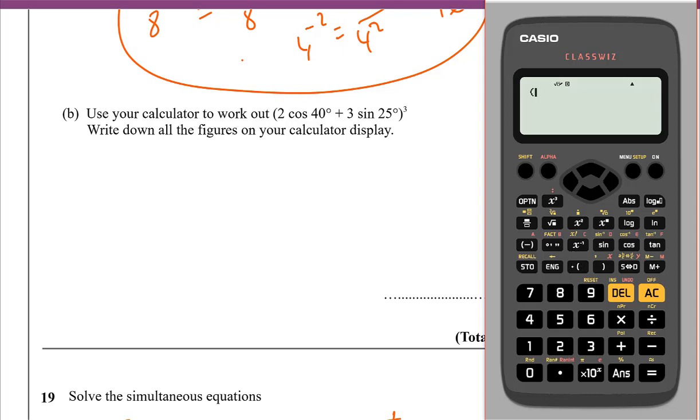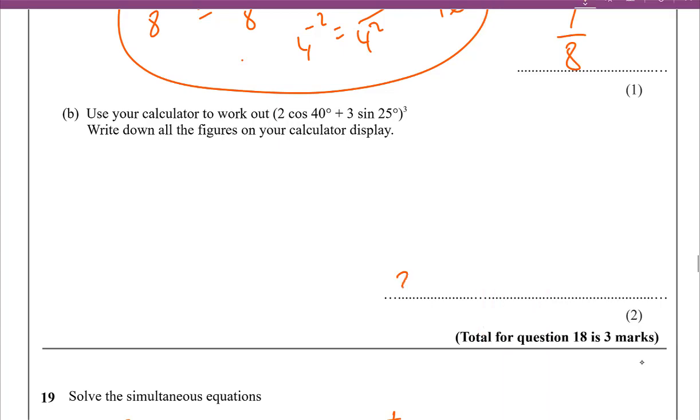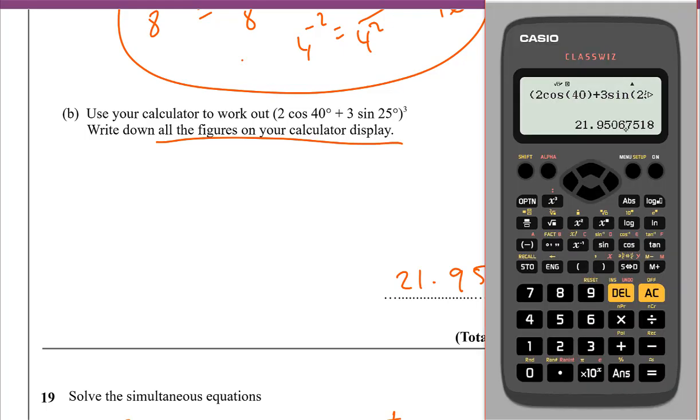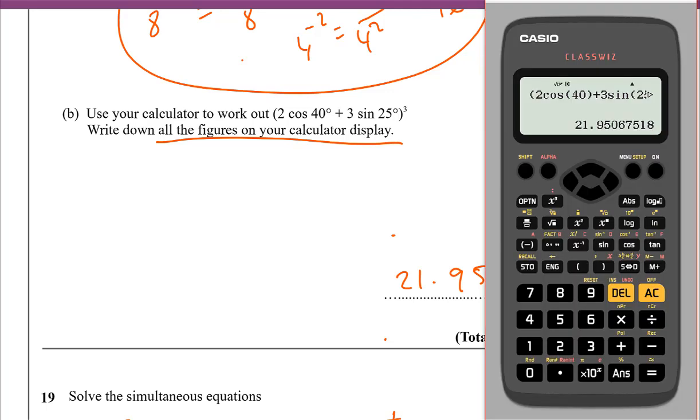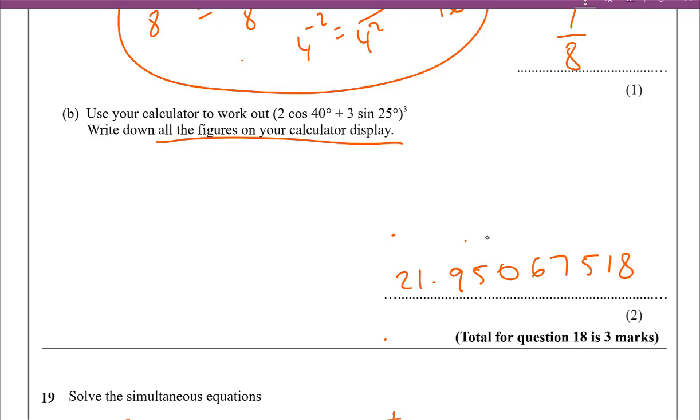So we've got brackets, 2 cos 40, close the bracket, and then plus 3 sin 25, close the bracket, and close it again because you've got double brackets here. You've got brackets for the degrees in the calculator and the brackets for the start of the question. Then press x to the power of 3, press the right arrow button and then press equal, and that gives us an answer of 21.950, because it says write down all the figures on your calculator display, so write down everything. 21.950 67518. Always double check that you've got the correct digits, and then that will be your answer. So 21.950 6751. Ooh, it's 518, not 9. Okay, so that was question 18.